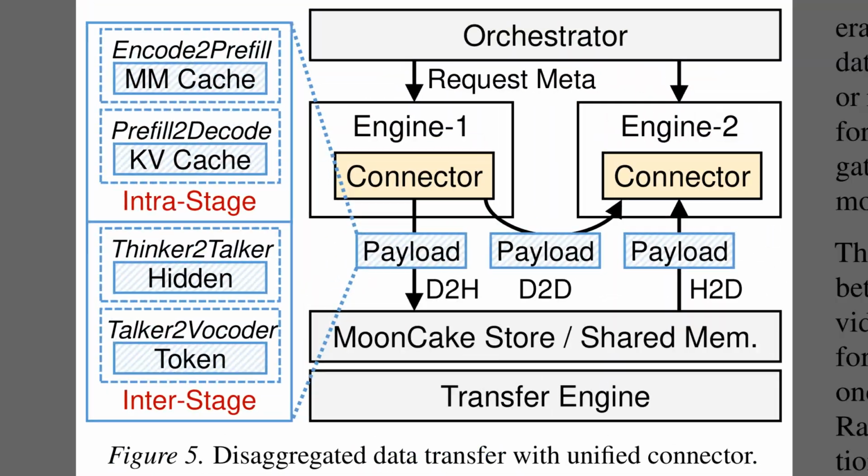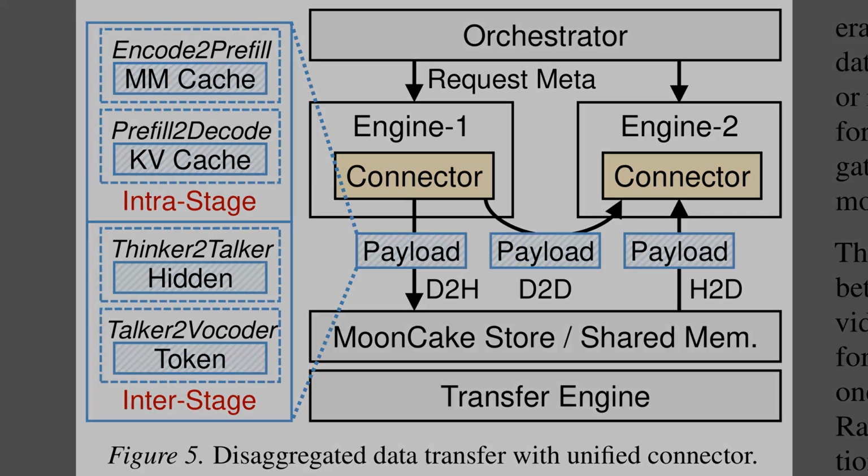So, Figure 4 mapped out the logic. Now Figure 5 reveals the physical data transport. The left panel distinguishes intra-stage transfers, like passing the key-value cache, from inter-stage moves that route data between models, such as sending hidden states from the thinker to the talker. On the right, the diagram shows how the unified connector handles these flows. Each engine sends payloads via shared memory or the mooncake store, optimizing transfer speeds regardless of the hardware topology.